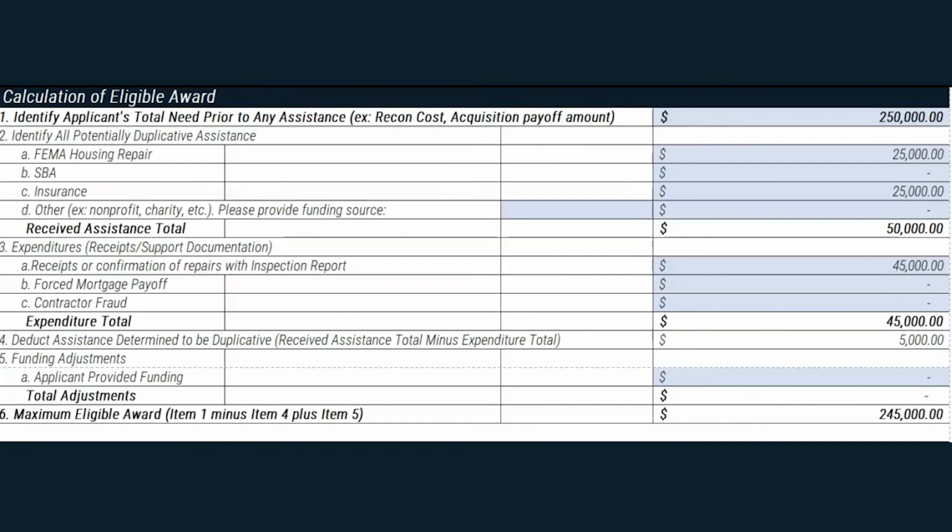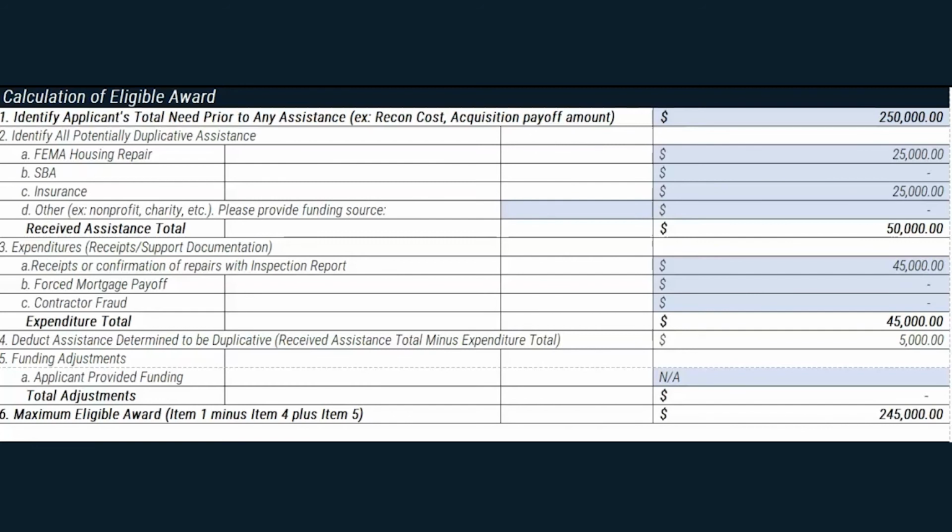Number 5 of the Duplication of Benefits calculation form does not apply to the buyout or acquisition program, as homeowners do not put their own funds towards buyout or acquisition. Therefore, the subrecipient should place NA in number 5. Then, in number 6, the form will automatically calculate the estimated maximum award amount, subtracting the assistance determined to possibly be duplicative in number 4 from the applicant's total need in number 1.